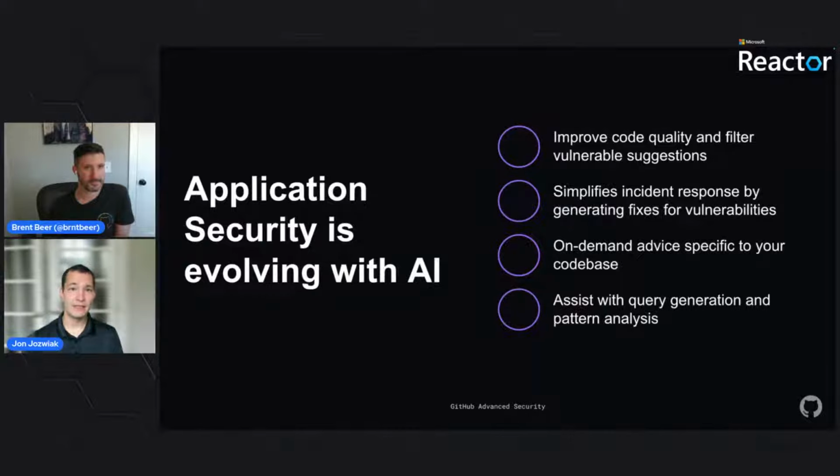The first thing is just using generative AI to help with code development. So, for example, using GitHub Copilot as you're developing, we have studies that prove that we get improved code quality as part of that development cycle.